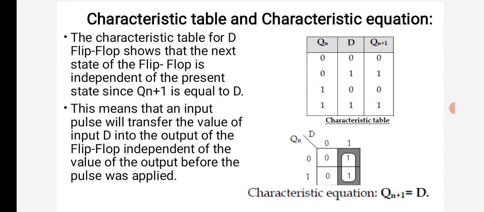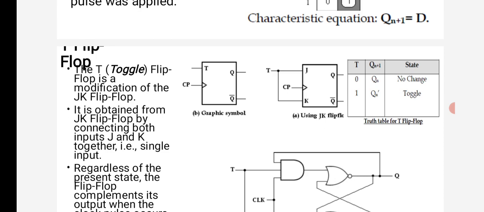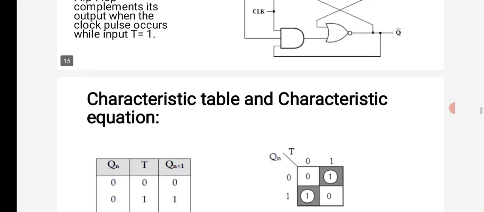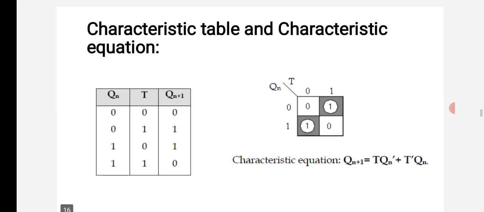So this is the equation of the D flip-flop. Then the toggle flip-flop, the T flip-flop. It is also a modified JK flip-flop. It is obtained from the JK flip-flop by connecting both inputs, J and K, together. It is also a single input. Regardless of the present state, the flip-flop complements its output when the clock pulse occurs while the input T is equal to 1. This is the equation for the T flip-flop. The equation is Qn plus 1 is equal to T Qn dash plus T dash Qn.